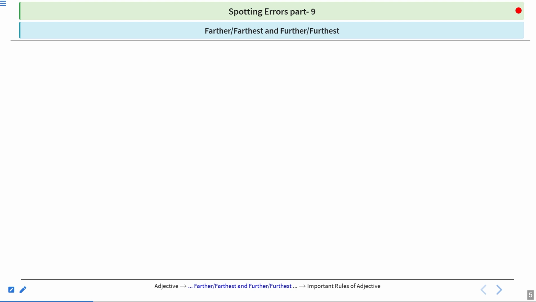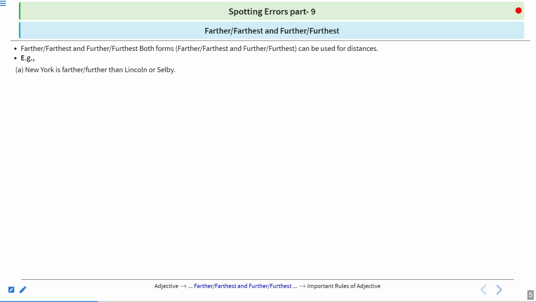First of all, we will learn about farther, farthest, and further, furthest. Both forms can be used for distances. Example: New York is farther or further than Lincoln or Selby. So in this sentence, we are talking about distance. New York is the farthest or furthest town. Here we have used the superlative degree, furthest and farthest.